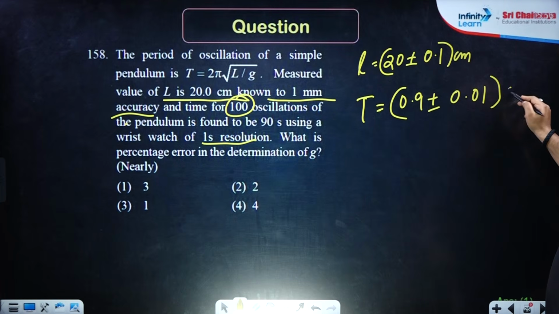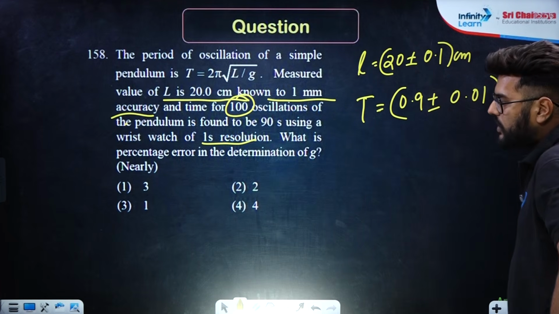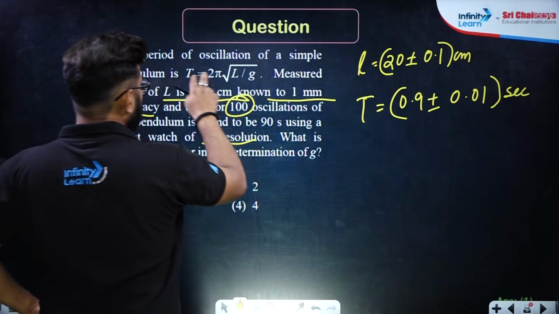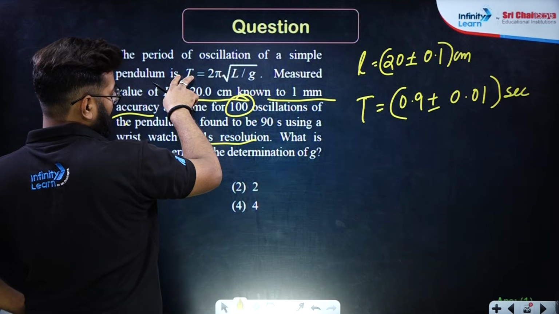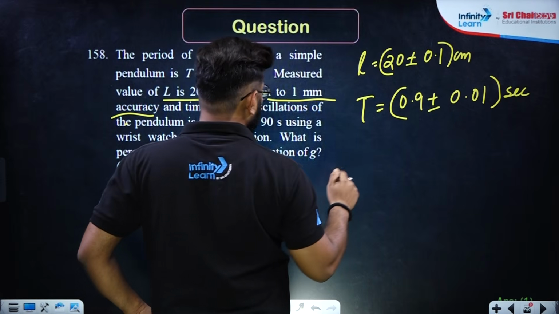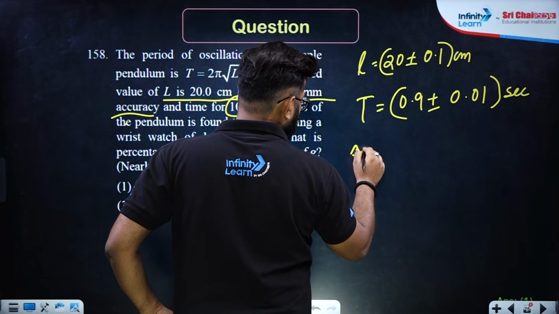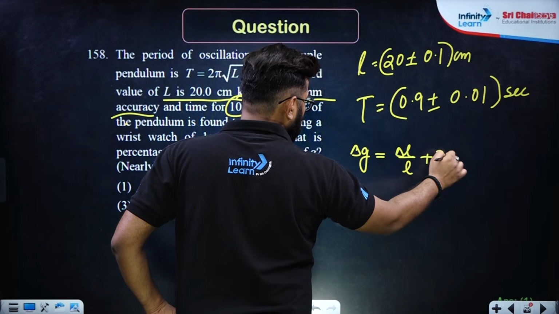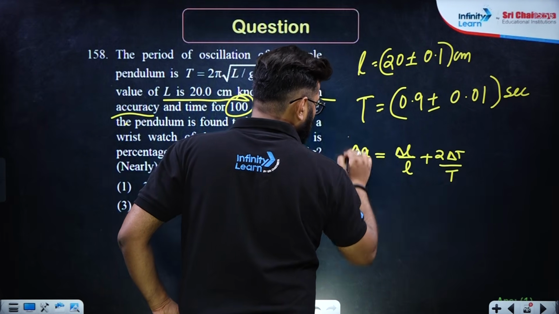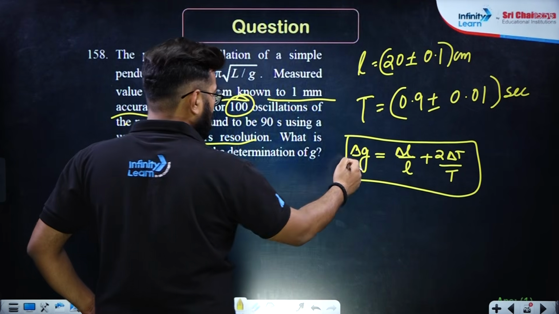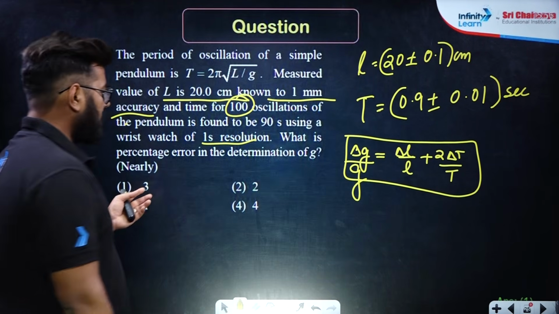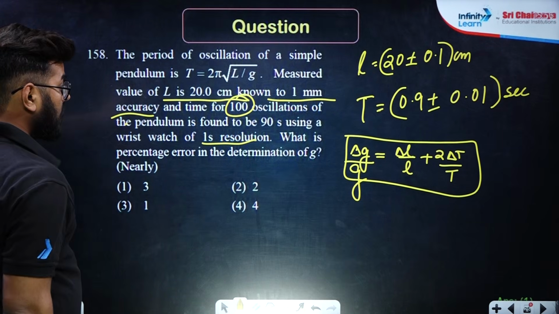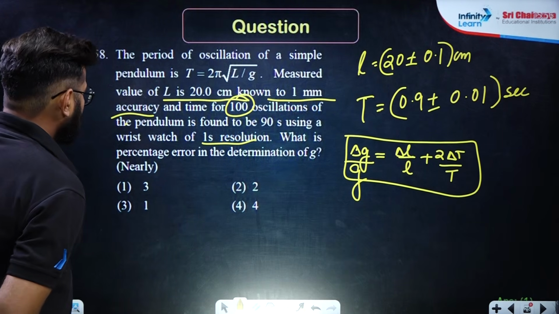This is a standard problem in NCERT. What is the percentage error in determination of G? So G can actually be calculated. G will be equal to L by T square. So delta G by G will be equal to delta L by L plus 2 times delta T by T. I hope through this you can very easily find out the value of the percentage error in G. So delta L by L, whatever is the value, and 2 times delta T by T, you can very easily find out the value.